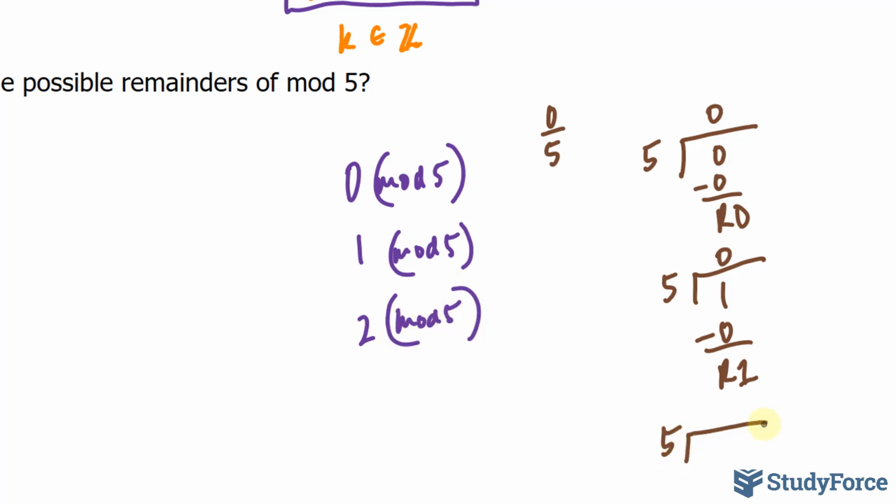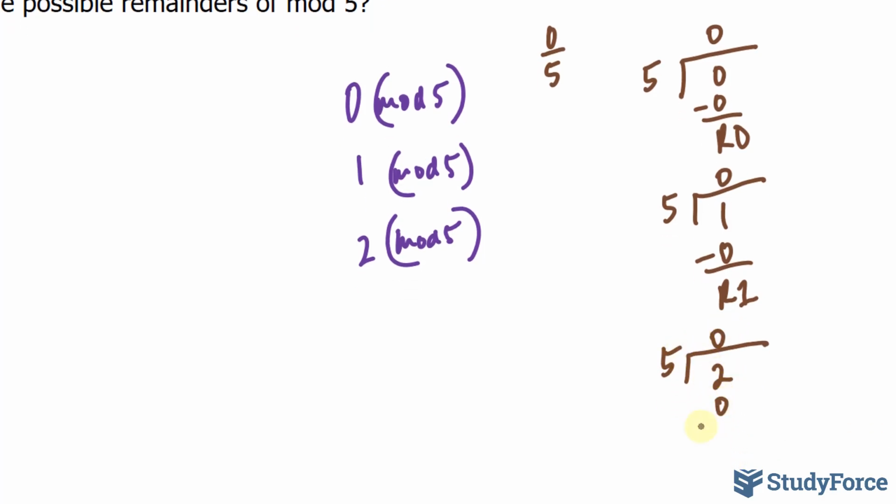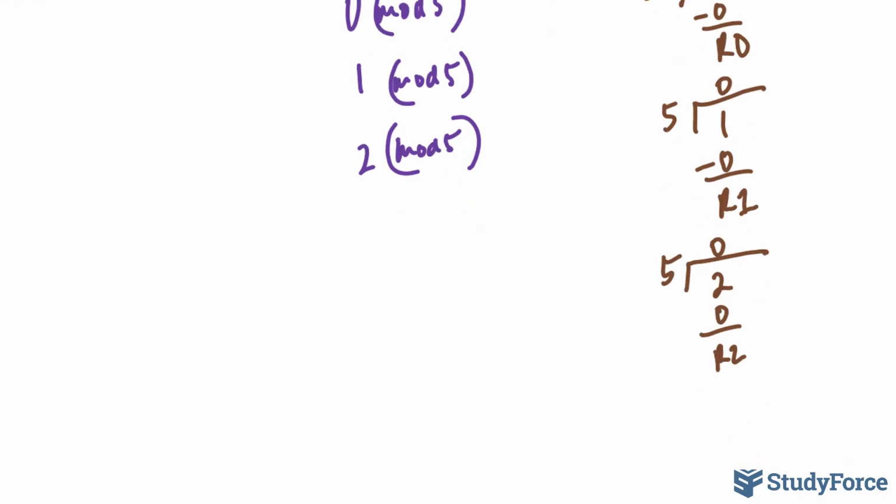Let's try now 2 mod 5. Again, 5 as the divisor and 2 as the dividend. 5 fits into 2 0 times. 0 times 5 is 0, and we get a remainder of 2. Let's try 3 mod 5. 5 does not fit into 3. We multiply and we subtract, and we get a remainder of 3. So a remainder of 0, 1, 2, 3 work.